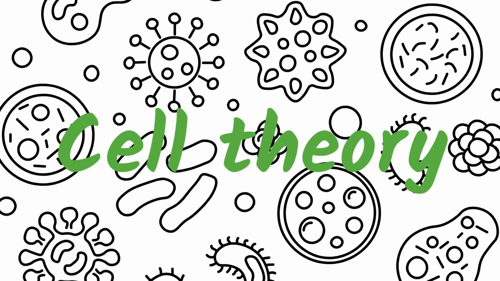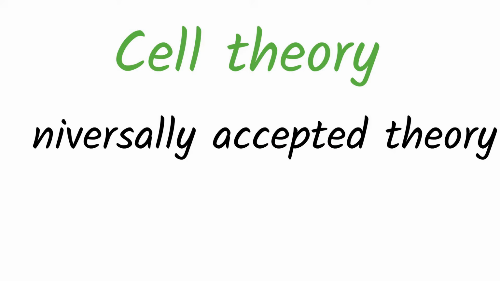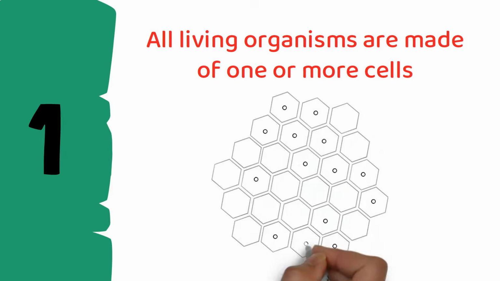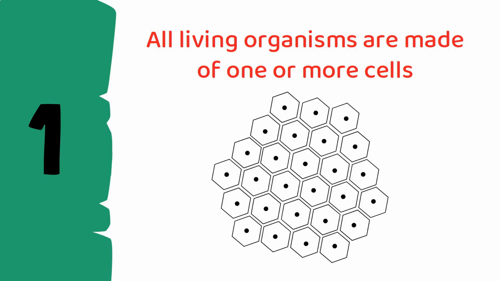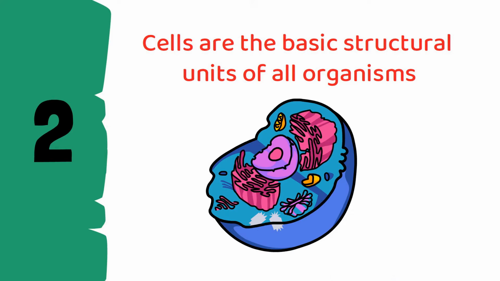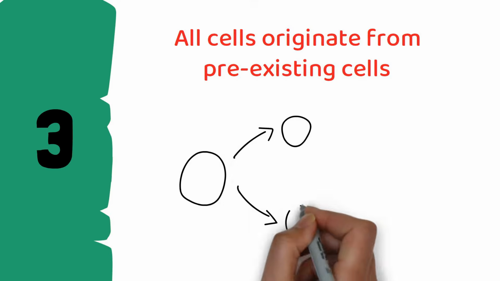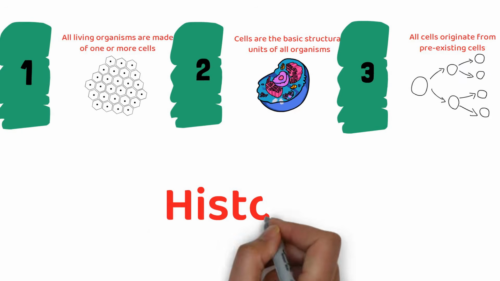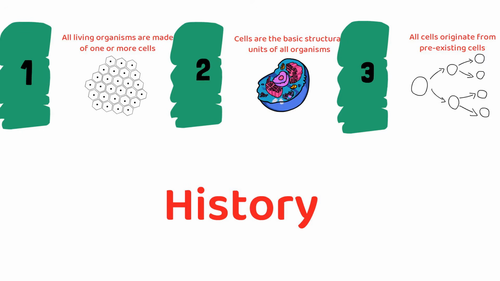What is cell theory? Cell theory is a universally accepted scientific theory, which mainly states three tenets. First, all living organisms are made of one or more cells. Second, cells are the basic structural units of all organisms. And finally, all cells originate from pre-existing cells. Let's go back to history and see how it happened.